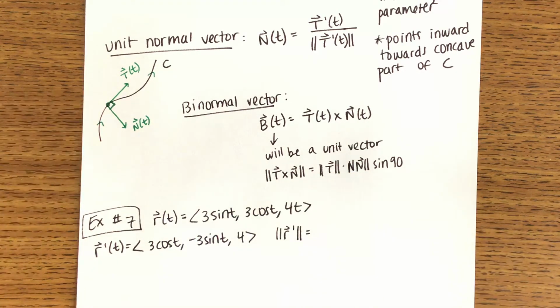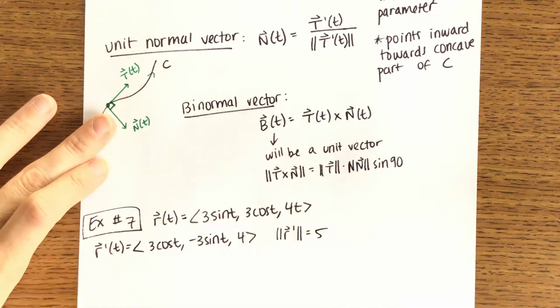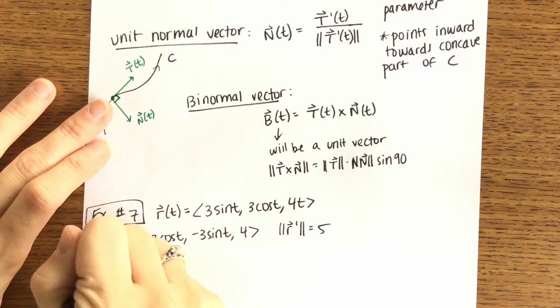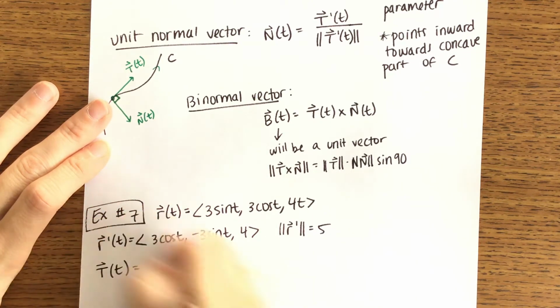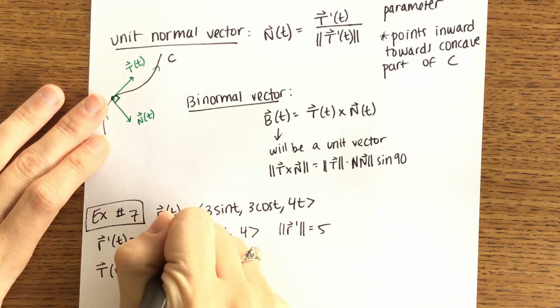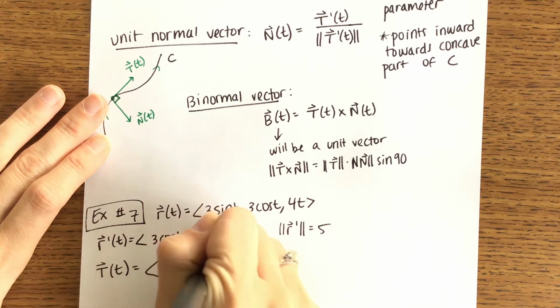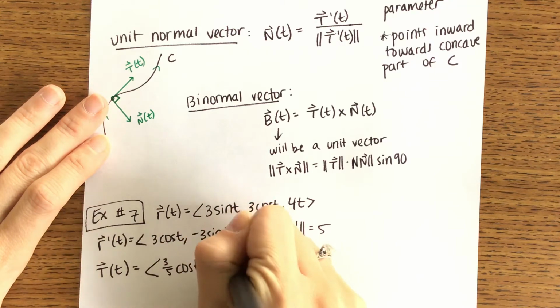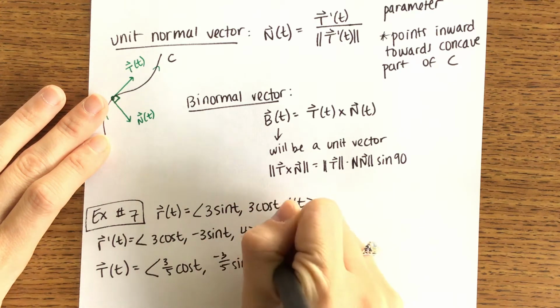If I want to find the norm, can I trust that you are okay finding the norm on your own and we don't need to go through it? Okay, you should be able to tell me, though, looking at it, what it is. 5. If you can't do it the long way, that's fine. So then the unit tangent vector is going to be r prime divided by the norm.